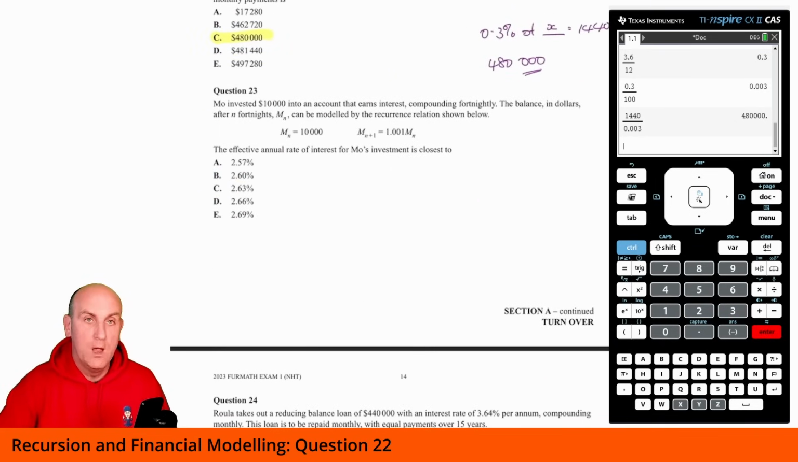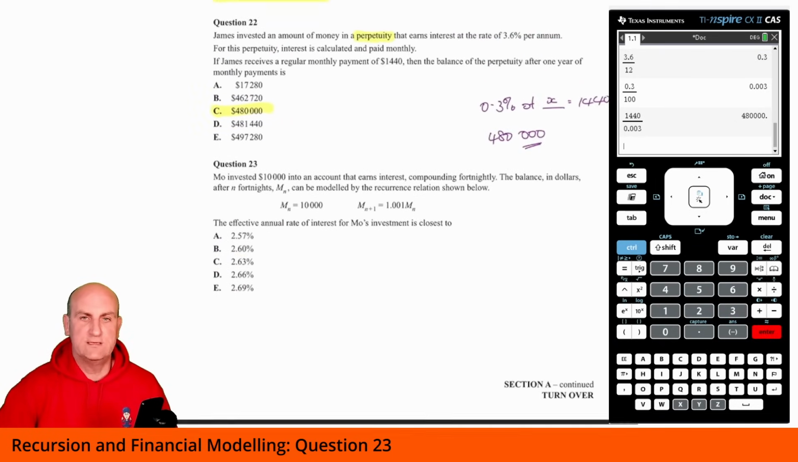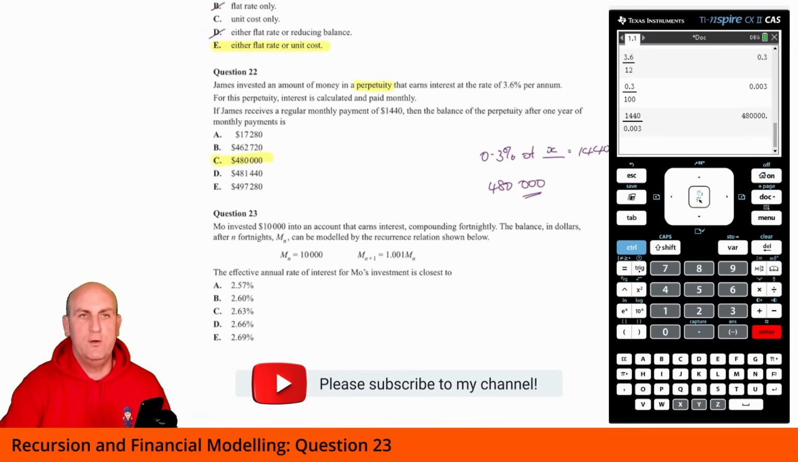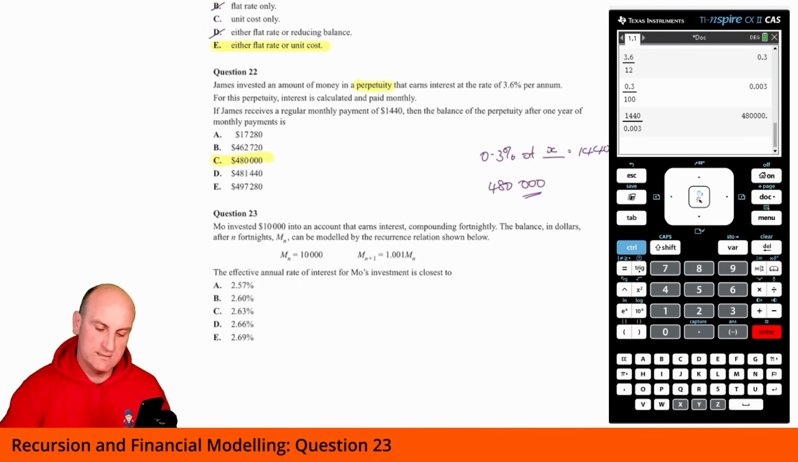Here we go here. Mo invested $10,000. Let's go down. I don't like that black line there. Mo invests $10,000 into an account that earns interest compounding fortnightly. Let's highlight that. That's important. The balance in dollars after n fortnights can be modeled by the recurrence relationship shown below. The effective annual interest rate. Oh, this is a calculator function.